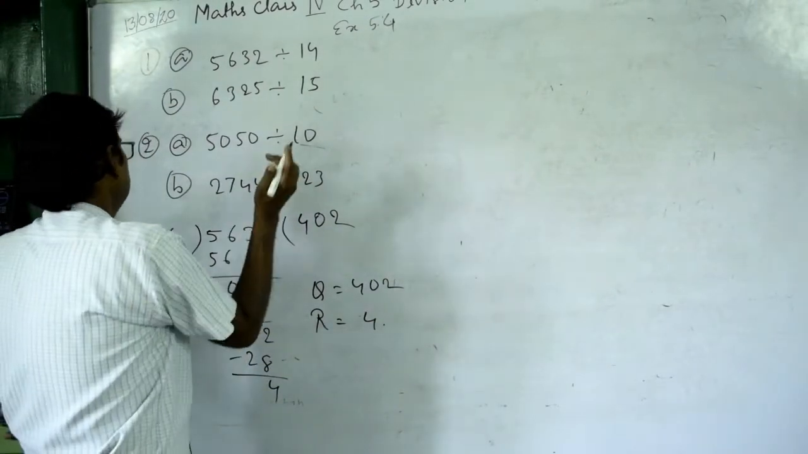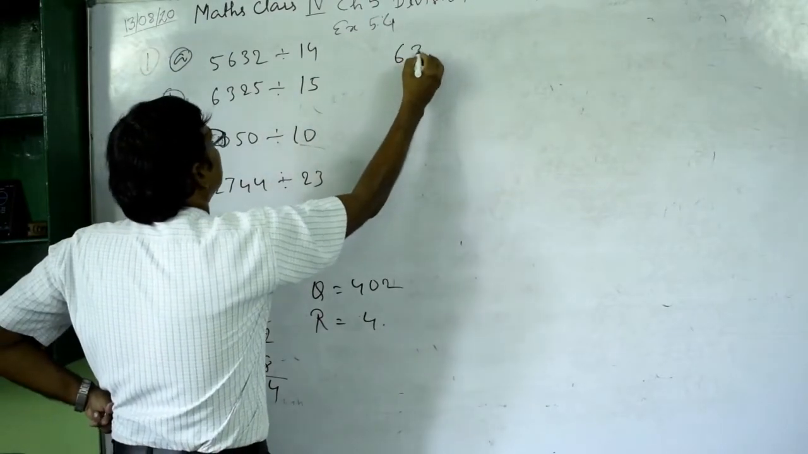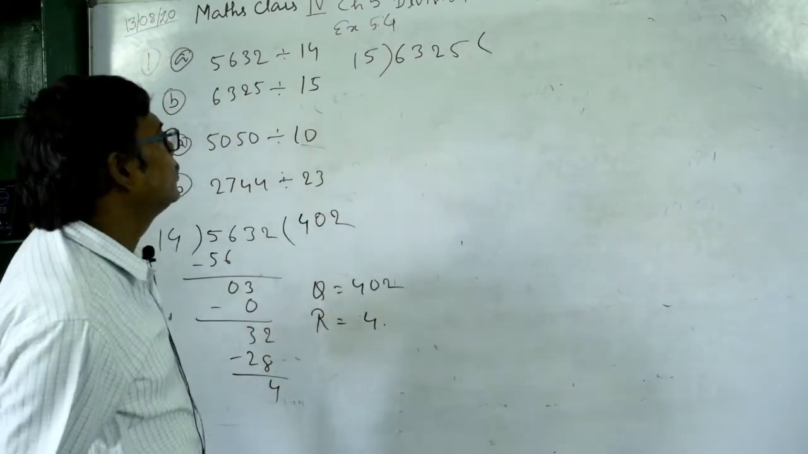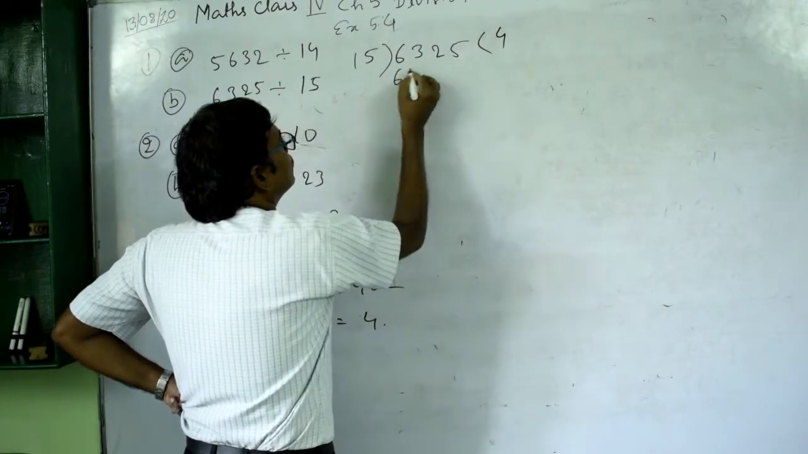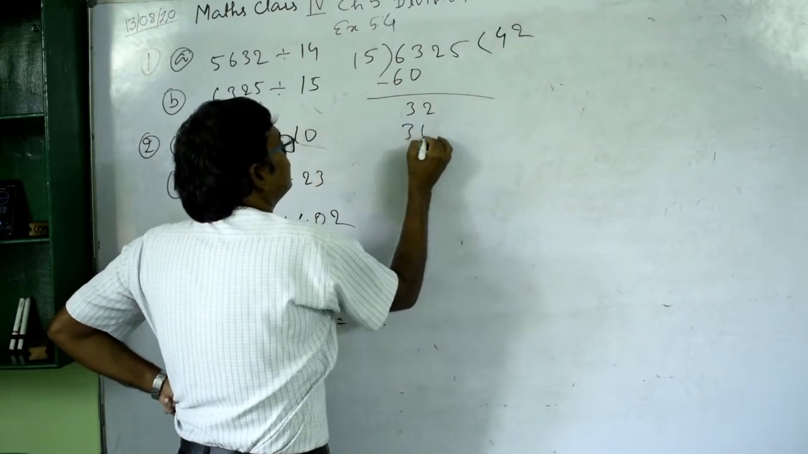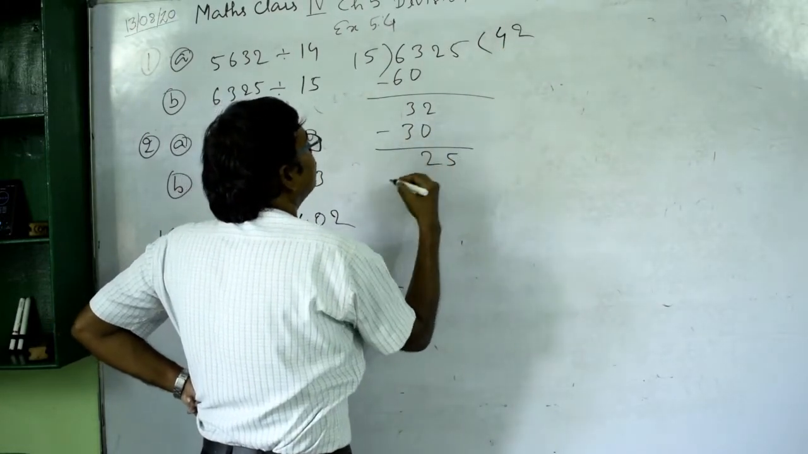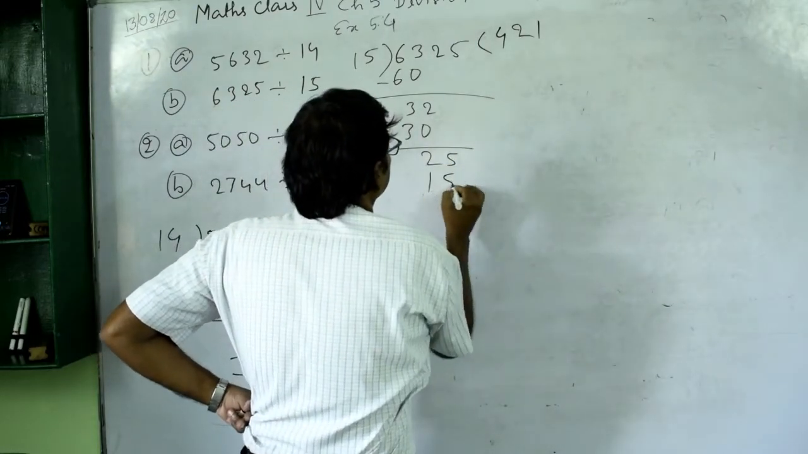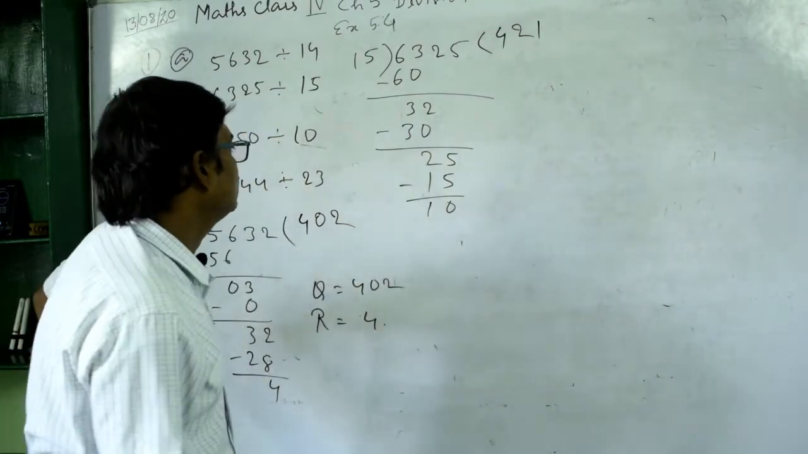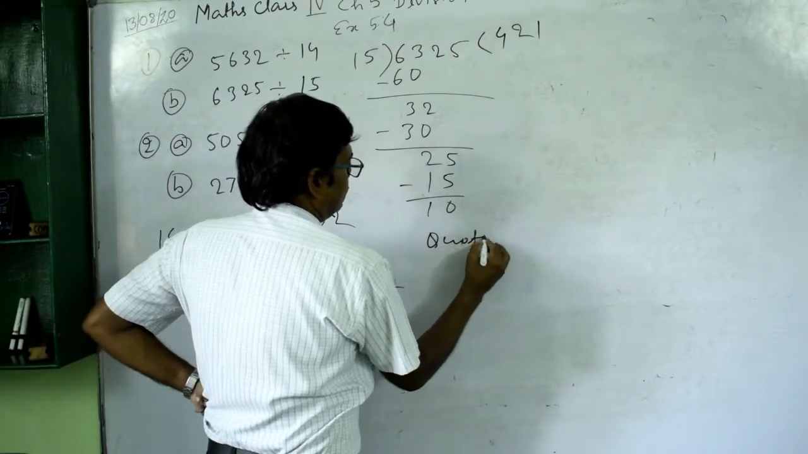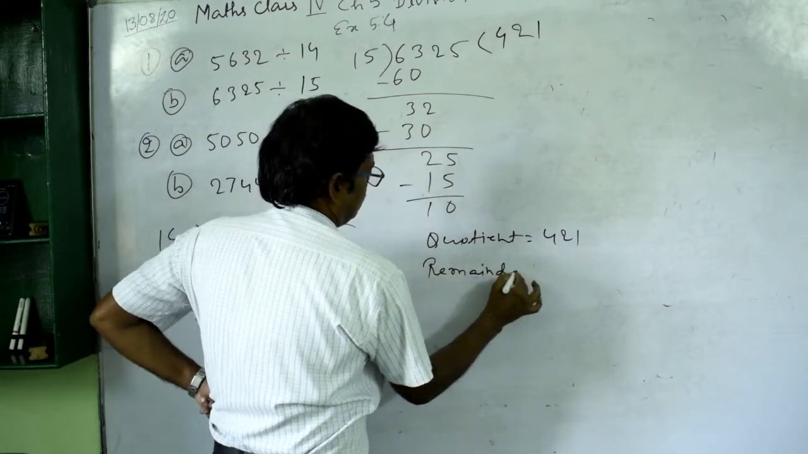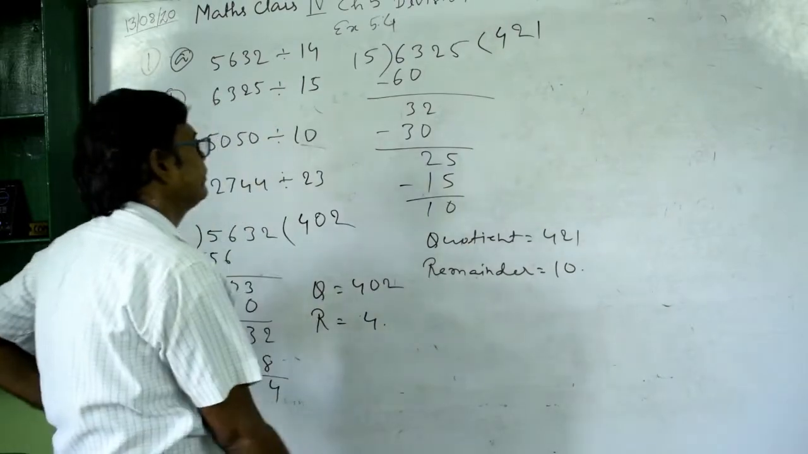Then question number B, 6325 divided by 15. Then 15 4 ja 60, you know 15 4 ja 60. So write 60 here. Then it will be 3. Then 2 will come. 15 2 ja 30. Then 5 will come here. 15 1 ja 15 here. So here 1, that is this 10, and therefore here quotient equal to 10. This is the answer of this question.